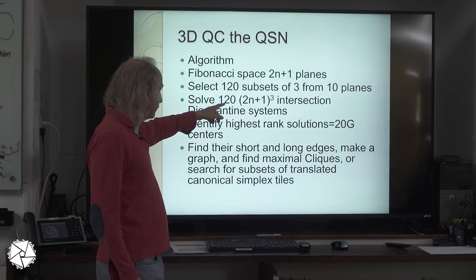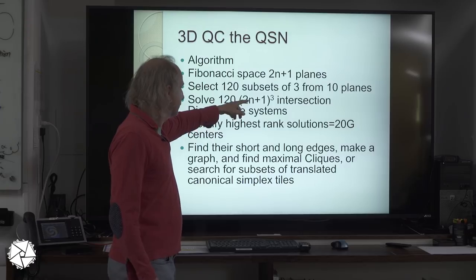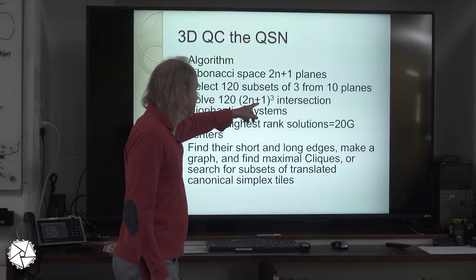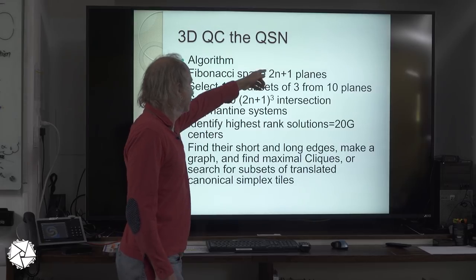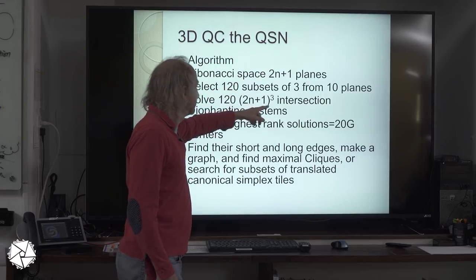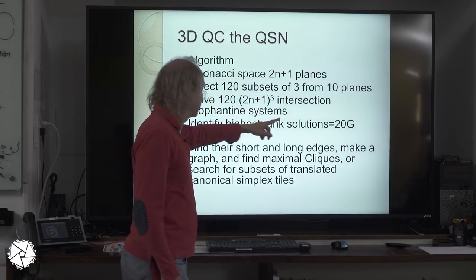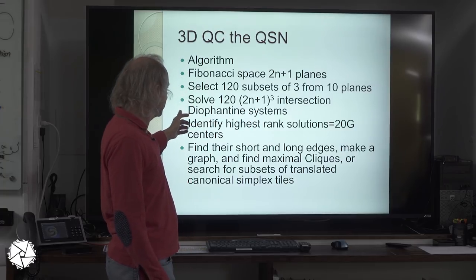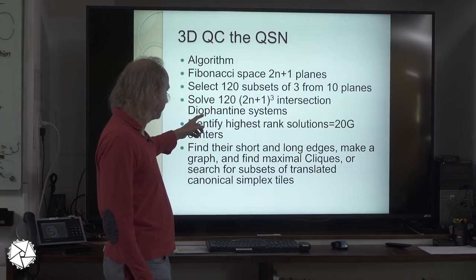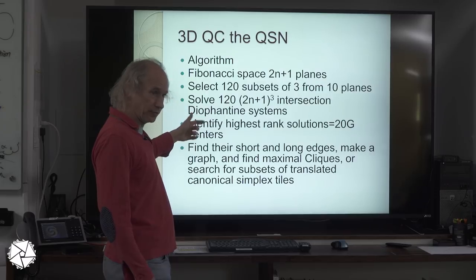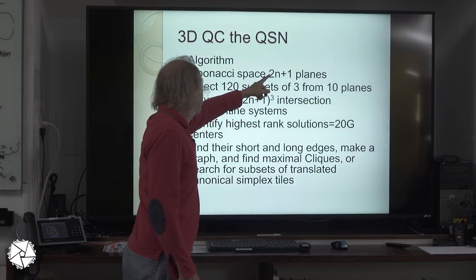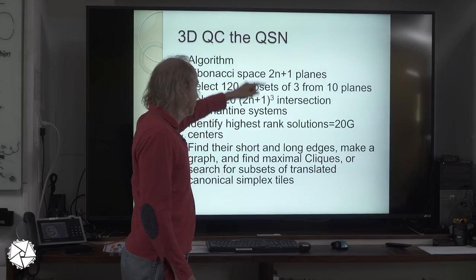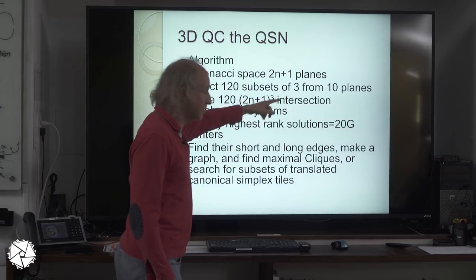Then we have to solve 120 times 2n plus 1 to the cube, because for each combination of planes, intersections, and this is the intersection Diophantine system that I can solve in integer with Dirichlet integer, because the coordinates of the space are expressed in Dirichlet integer and also the coordinates of the planes.